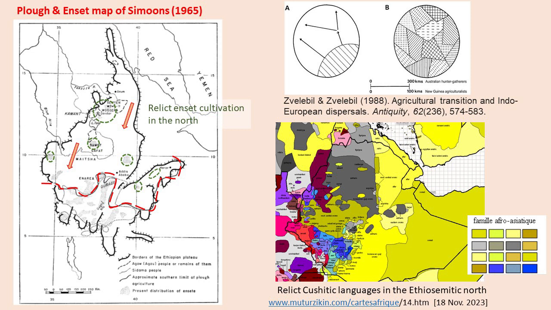This is a map from Simoons' writing in the 60s showing this notion of the southern limits of the plow, or really the ard here, and the notion that it's spread into this area. The gray areas are where he mapped enset, major enset cultivation, including areas in the north where it's now no longer an important crop, where it's disappeared, including over here.